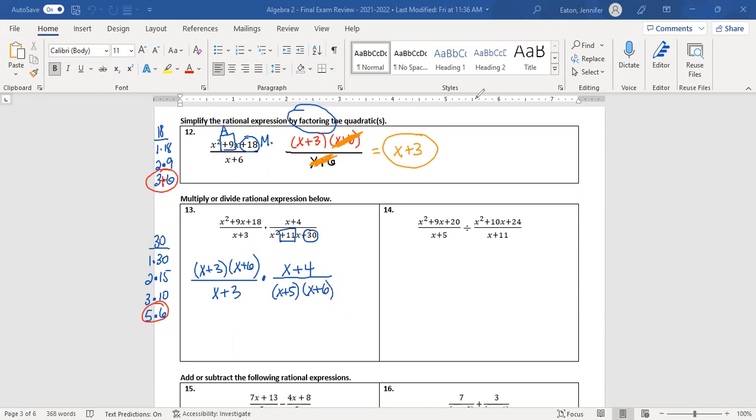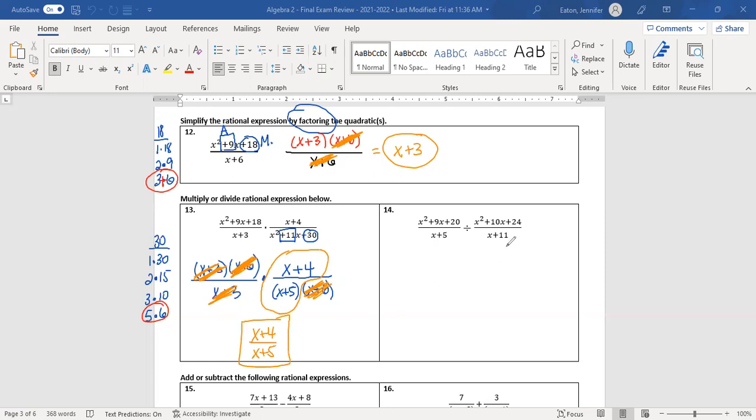And then we're going to cancel out what we have in common here. So I have an x plus 6 on top. I have an x plus 6 on bottom. I have an x plus 3 on top. I have an x plus 3 on bottom. So what's left is an x plus 4 on top and an x plus 5 on bottom. And that's your final answer.